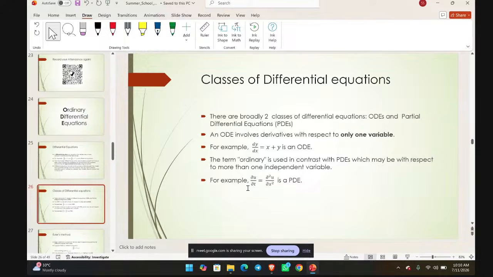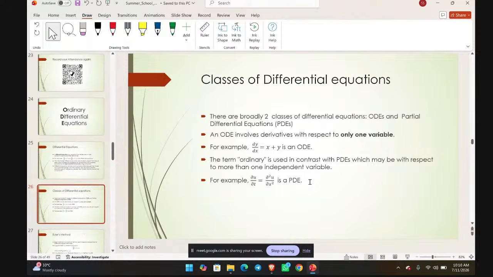For example, see here there is del u by del t. These are partial derivatives, as Karthik said before. Keeping the other terms constant, we differentiate only with respect to t. Del u by del t is equal to del square u by del x square. This is an example of a partial differential equation.